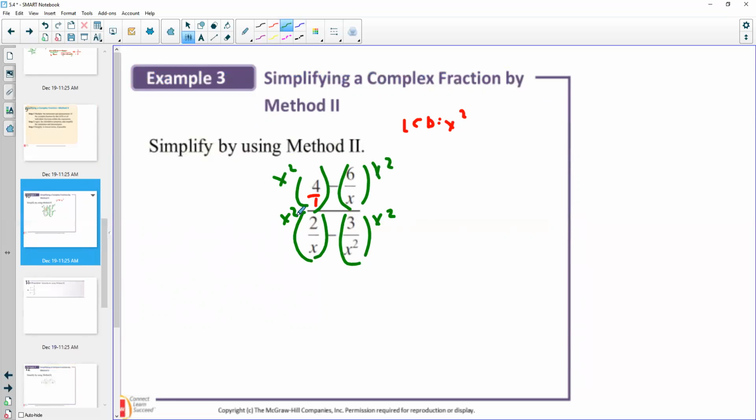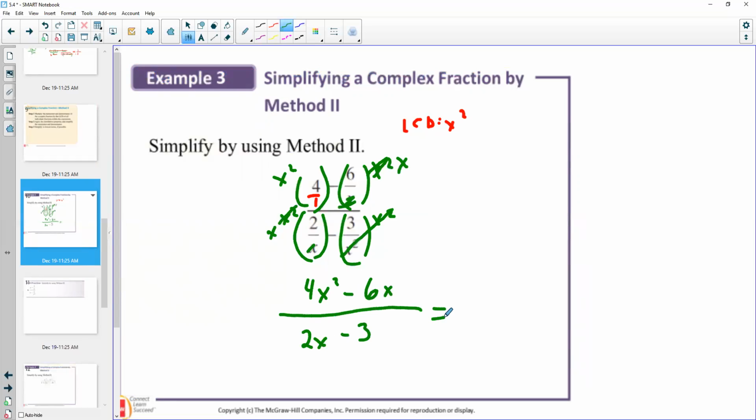So let's see. There's nothing to cancel here. That top just becomes 4 times x squared. Minus, let's see, that can cancel. That just becomes x. 6x. And we have the bottom. Let's see, that can cancel. That just becomes x. So that's 2x. And over here, those cancel. Minus 3. Oh, look at that.